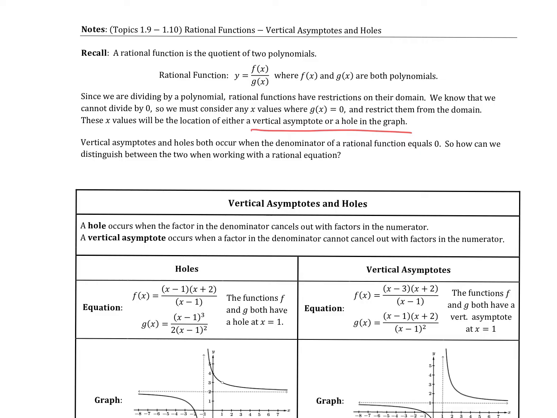So how can we distinguish between these two when working with a rational equation? I don't know, we just guess. All right, just kidding. That's not how we do it. But both of those are when my denominator is equal to what? 0. All right, and so here we go.